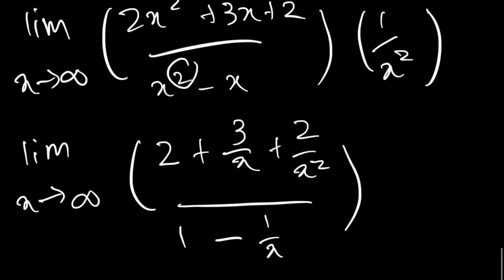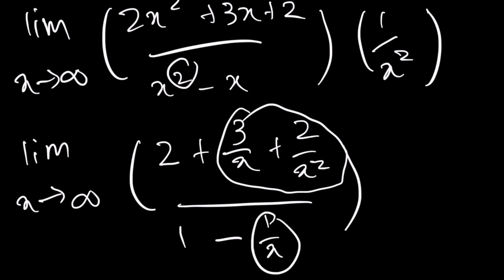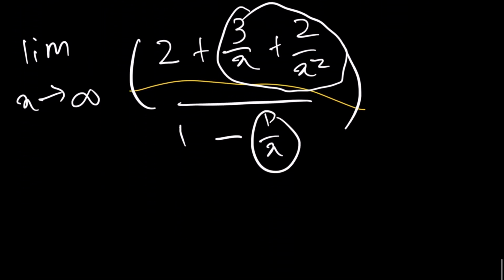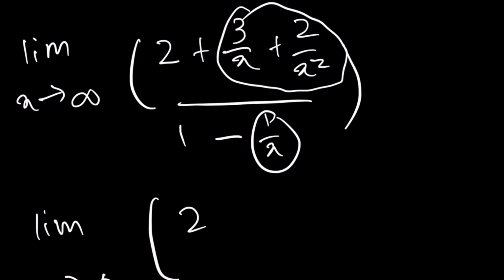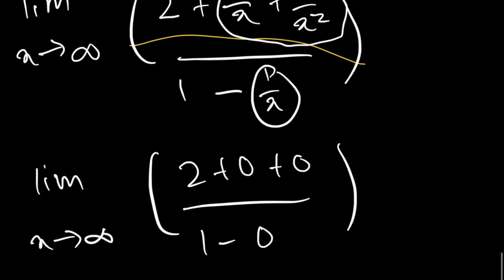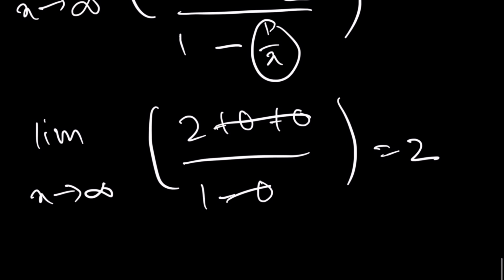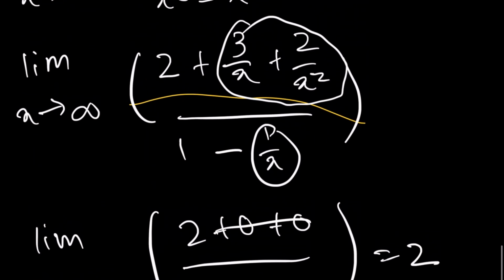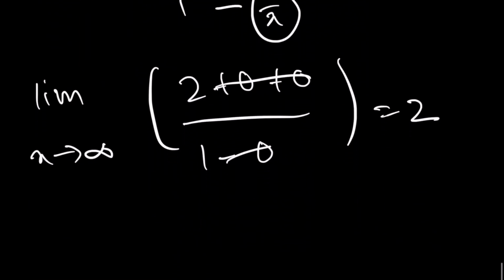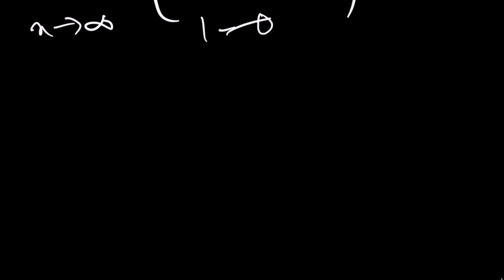So now we can simplify these terms and these terms to be equal to 0 using the limit rule. So we will solve this problem to be equal to 2 plus 0 over 1 minus 0. So if we cancel out all the zeros, we'll get 2 over 1, which is equal to 2. So this limit is also equal to 2. Now let's try another problem.